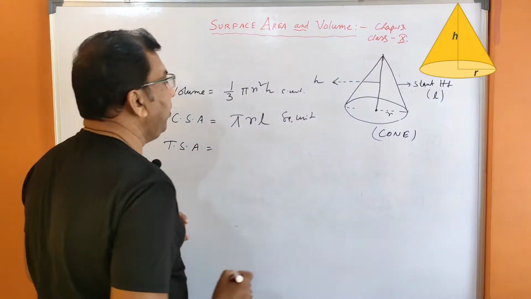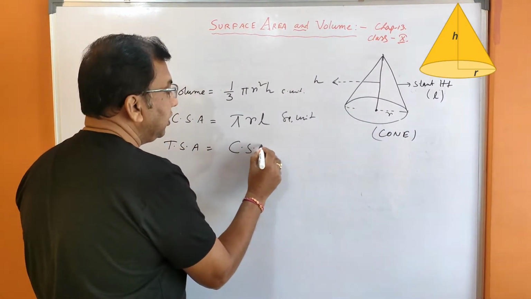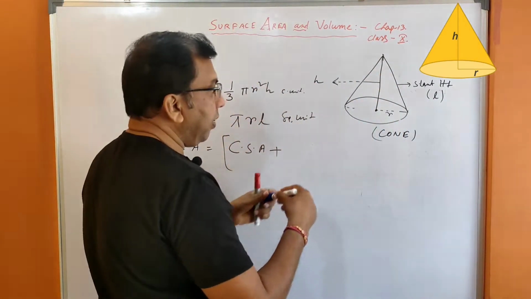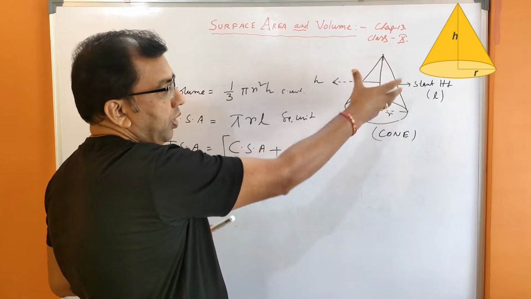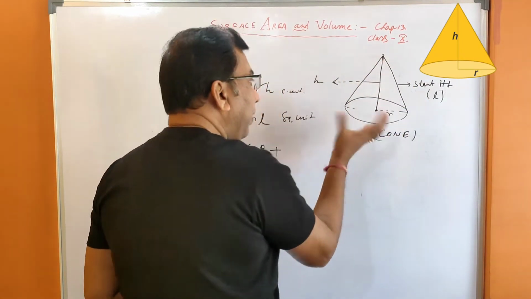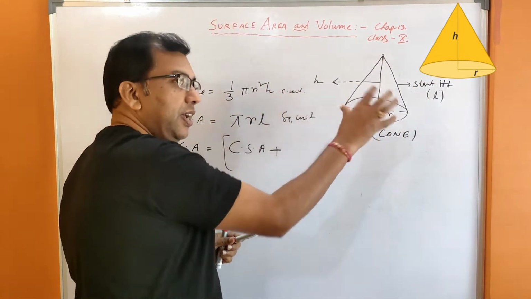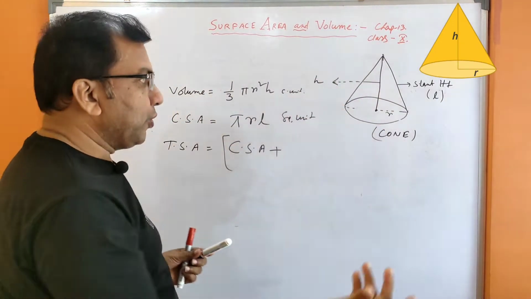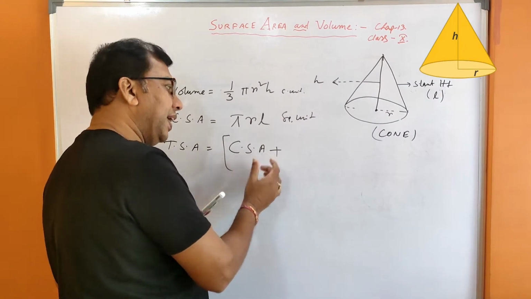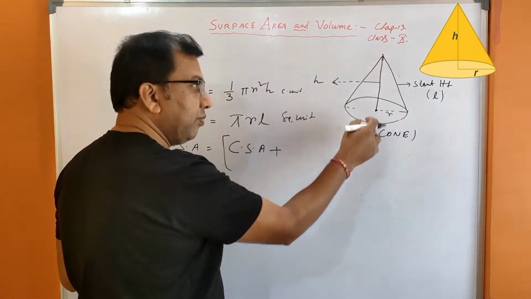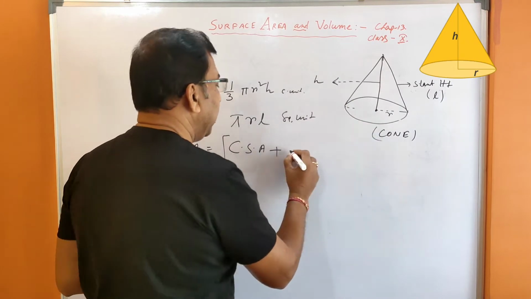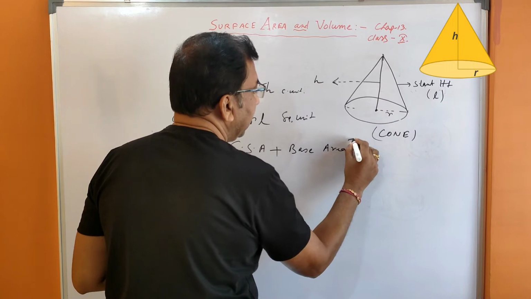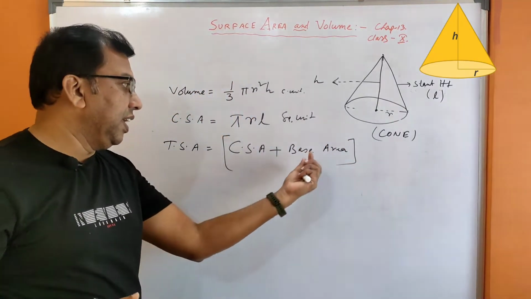टोटल सरफेस एरिया विल बी द कर्व्ड सरफेस एरिया प्लस, वेरी इंपॉर्टेंट. So you have to find total surface area. कर्व सरफेस एरिया को निकालना है प्लस उसको जो बेस एरिया है. तो बेस क्या है? सर्कुलर है, तो सर्कल का एरिया क्या है? पाई आर स्क्वायर. सो कर्व सरफेस एरिया प्लस बेस एरिया, area of the base, that means circular base area, that is the area of the circle.